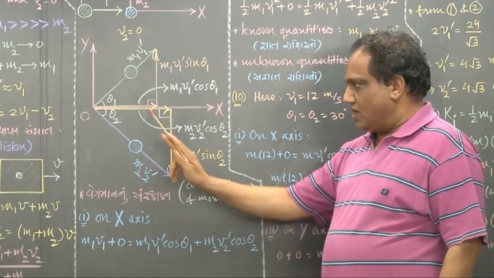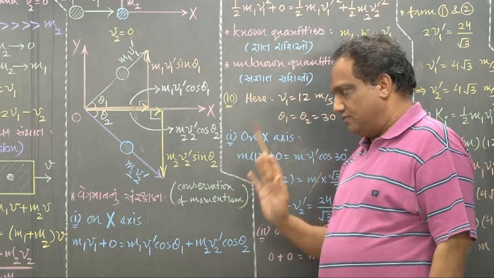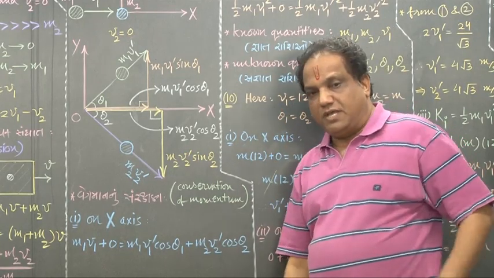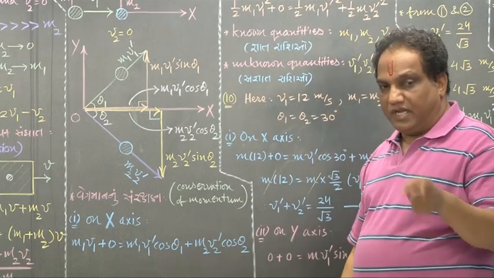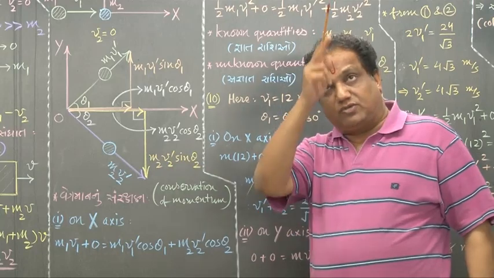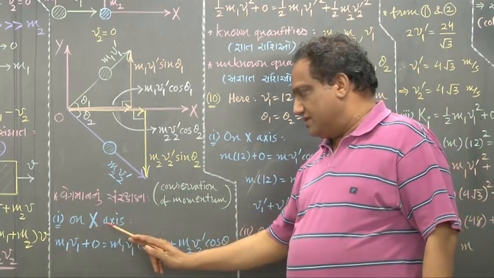Component of m2 v2 dash opposite to θ2 will be m2 v2 dash sin θ2. And now when you say that momentum remains constant, remember, it remains constant in all the directions. It remains constant along the x-axis also, it remains constant along the y-axis also. Let us first of all take it on the x-axis.